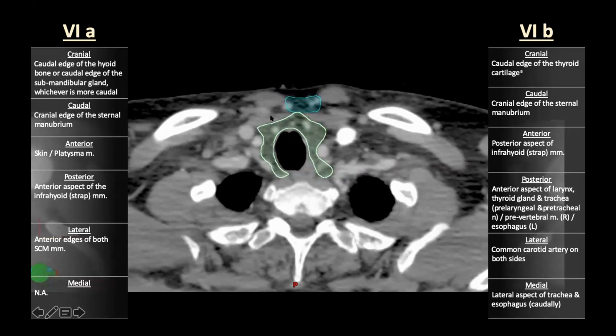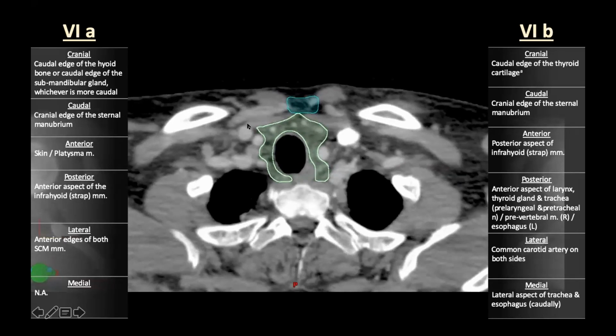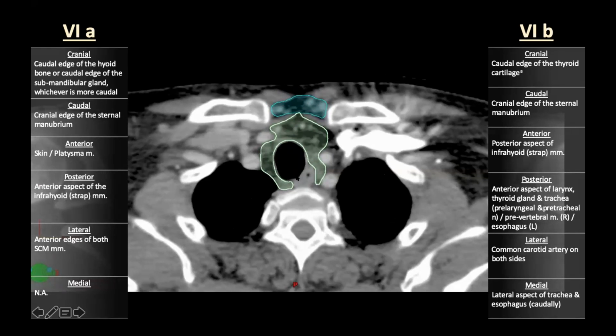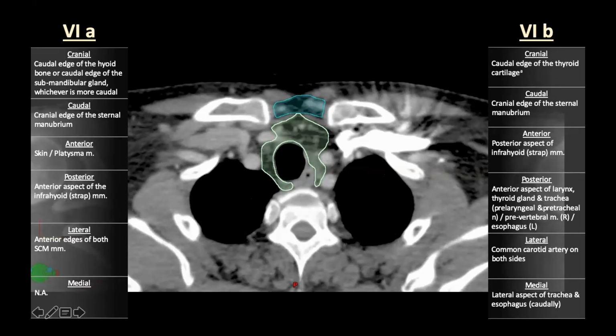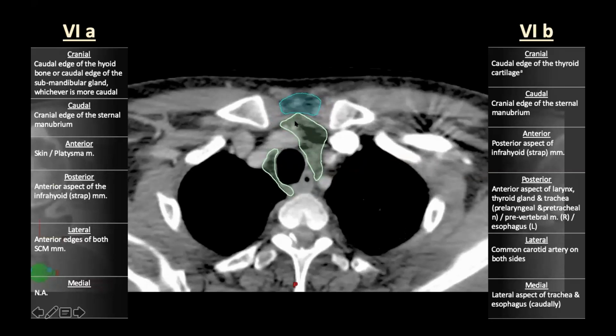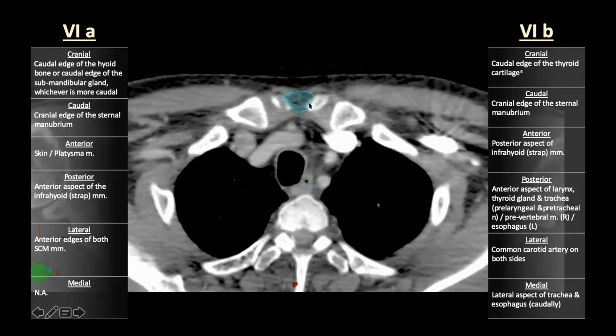So over here, like I mentioned, your strap muscle is the only structure that separates 6A from 6B. So include all this fatty space that is medial to the vessels and lateral to your viscera, in this case the trachea and the esophagus. When you contour the level 4, the level 4 will include the vessel and it will be continuous with your level 6B. So over here like this will be your level 4. Once you see the manubrium sterni, you will stop contouring the level 6A and the level 6B.